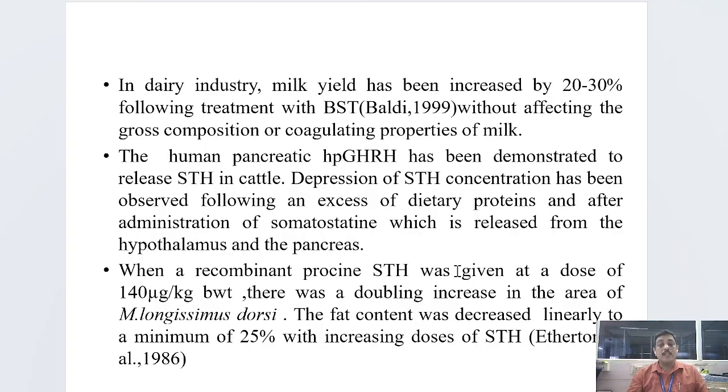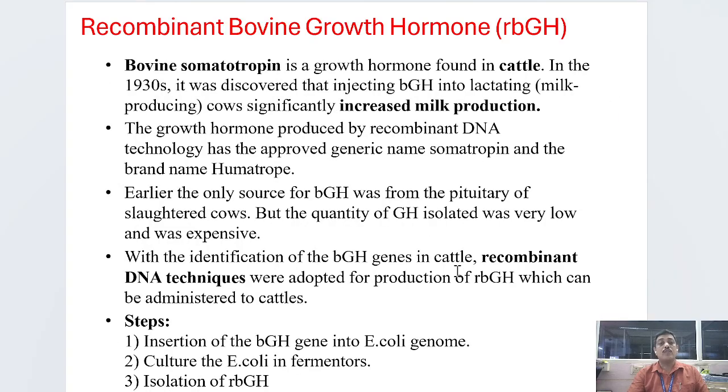And by injecting this, what has been observed? It is observed that there is a muscle called longissimus dorsi, which is the muscle associated with the spinal bone. Those muscles seem to be increased in the area, and thereby a decreased fat content was observed. That means more muscle and less fat in the animals. So that is the reason why the somatotropic hormones have been used in the animal industry.